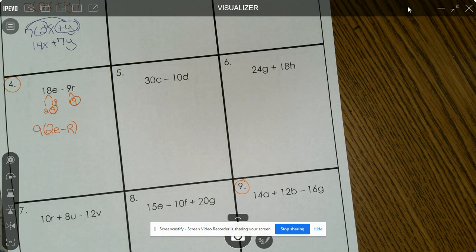So now you have three numbers to look at to find the greatest common factor out of all 3 of them.